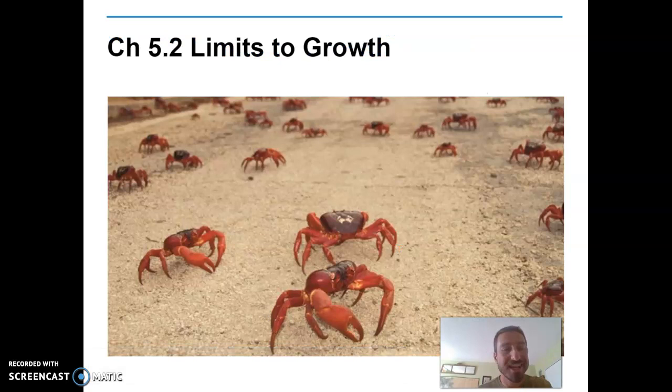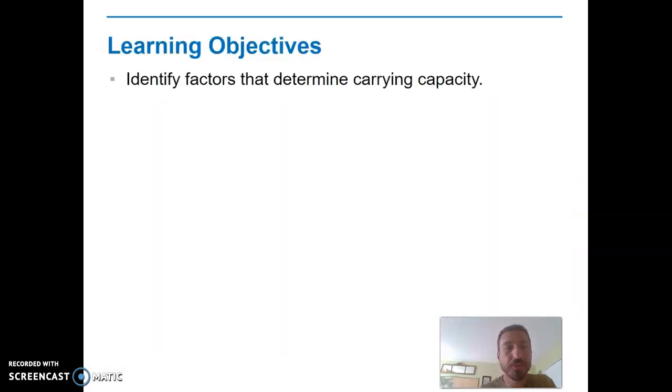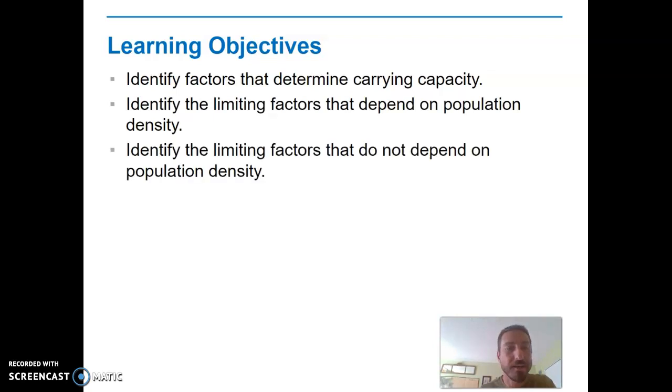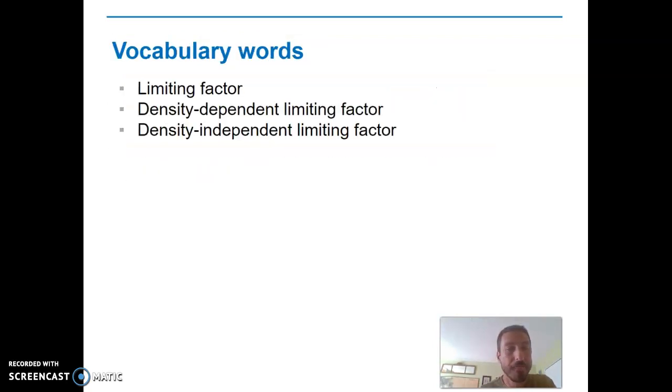Section 2 is discussing the limits to population growth. Our objectives here: to identify factors that determine the carrying capacity, to identify the limiting factors that depend on population density, to identify the limiting factors that do not depend on population density. Our vocabulary words here: limiting factor, density-dependent limiting factor, and density-independent limiting factor.